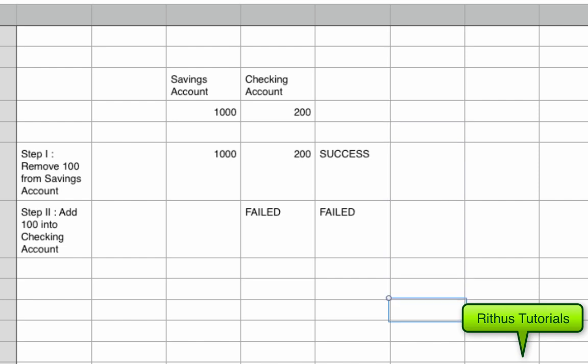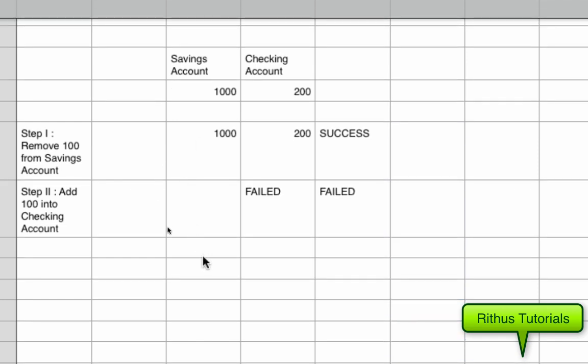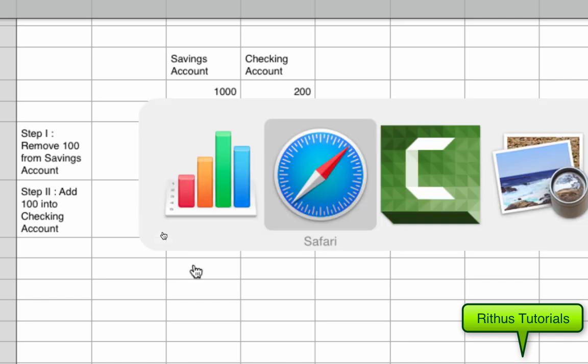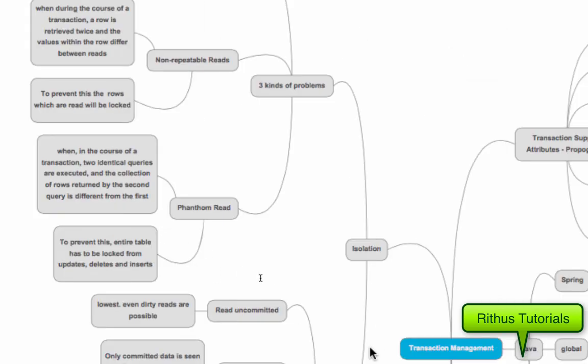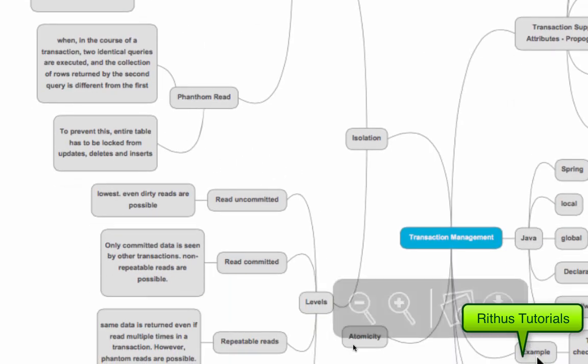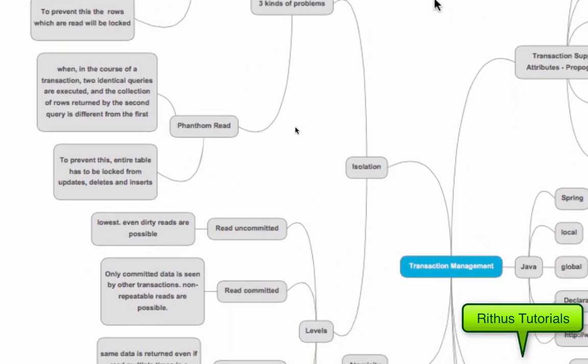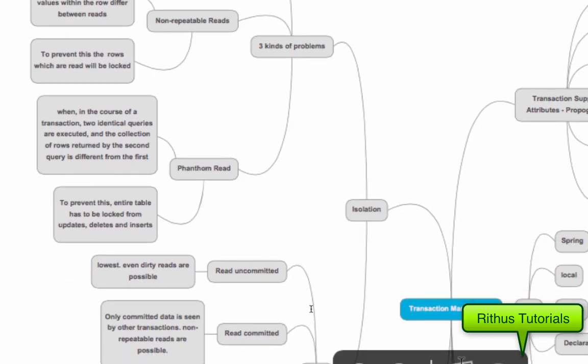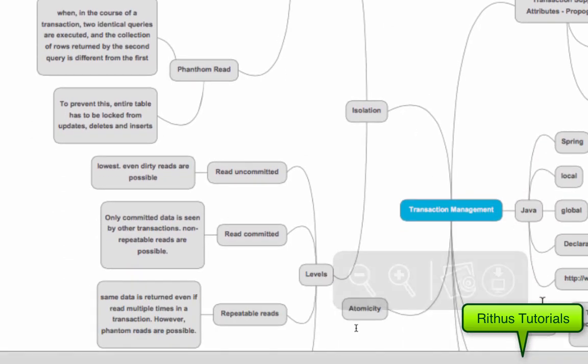When we talk about transactions, if there are 5 steps, we call the transaction atomic if either all 5 succeed or none of them succeed when one of them fails. That's basically what atomicity means, and it is one of the main characteristics. That's A. The next characteristic of a good transaction management system is C, that is consistency.